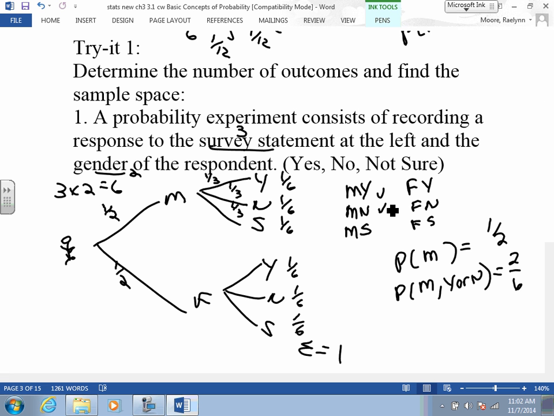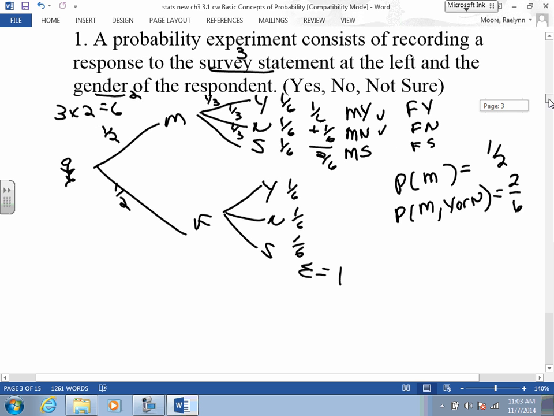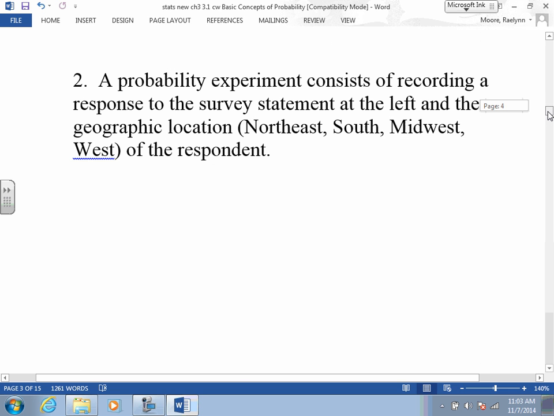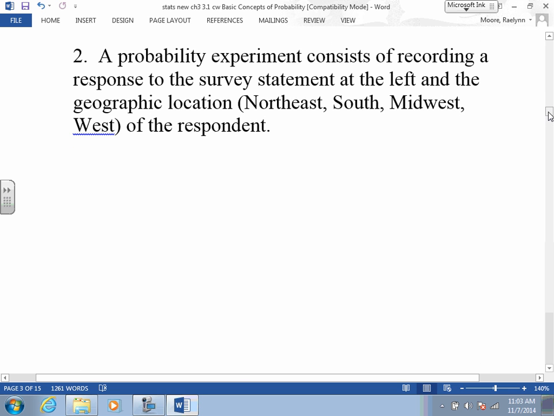Okay? So you see how your sample space can help? If I use my tree, I could say male yes, 1/6. Male no, 1/6. 1/6 plus 1/6 gives me 2/6, or 1/3 when you reduce it. Good? Yeah, I know they're annoying, but believe me, when we get a little bit more tricky, everybody's going to say, how do I get that tree?